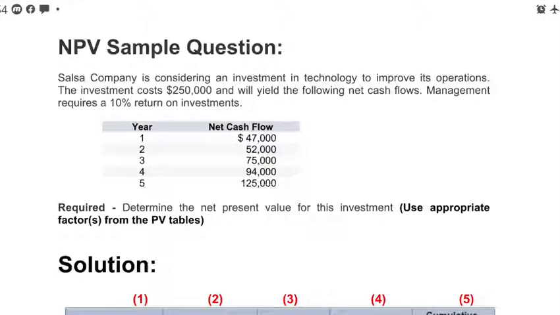Okay, let's see. The question requires you to determine the net present value for this investment. To answer this question, you can use values from the present value tables. Okay, let's see how to answer this question. How to do the net present value method.